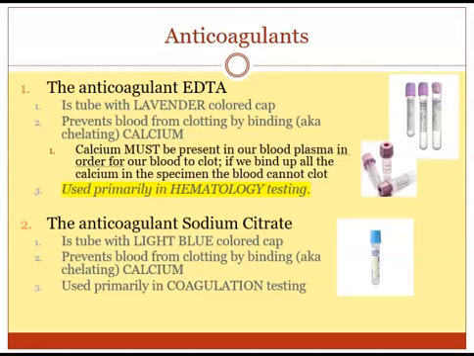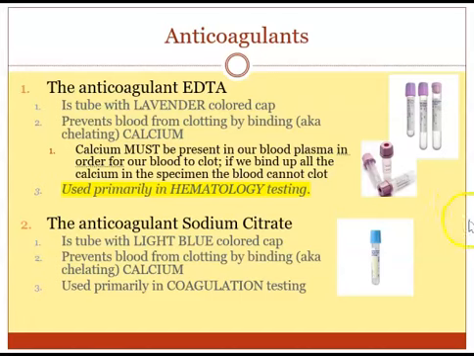It is the EDTA tube, which is also referred to as the lavender top tube or the purple top tube. It prevents blood from clotting by binding calcium. Binding calcium is also referred to as chelating calcium. Calcium must be present in our blood plasma in order for the blood to clot. If we bind up all the calcium in the specimen, the blood cannot clot. So we use this tube primarily in the hematology section of the lab. So it's used for hematology testing usually.